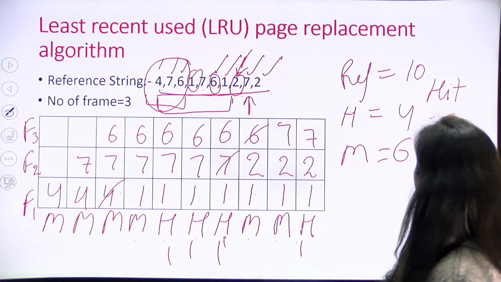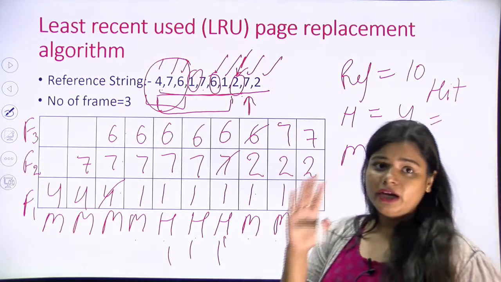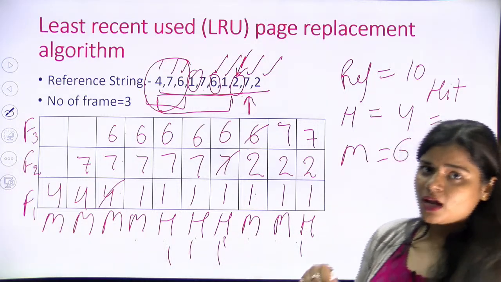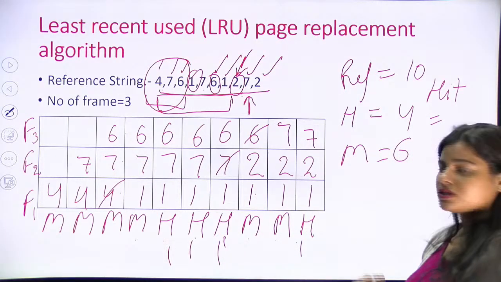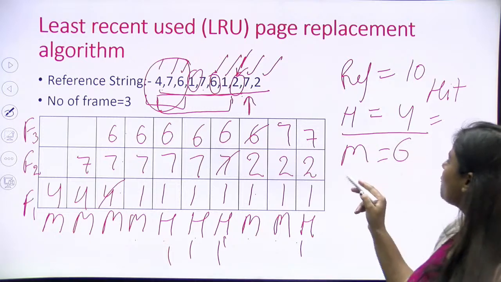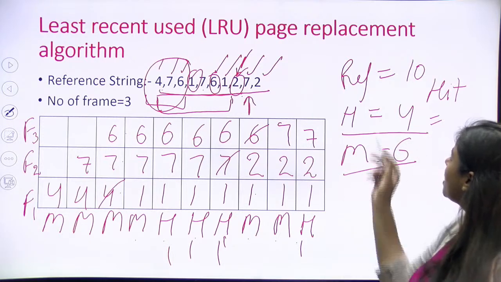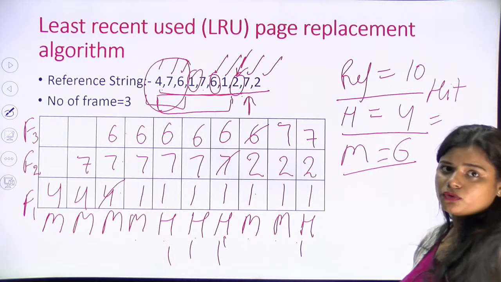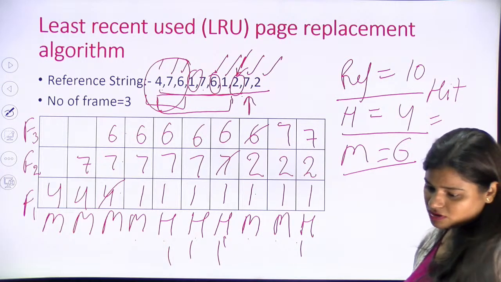Okay. The formula of hit ratio is number of hits divided by number of references multiplied by 100. You can see on the screen that the number of hits is 4, the number of misses is 6, and total references are 10. So calculate the hit ratio for this and write in the chat box.